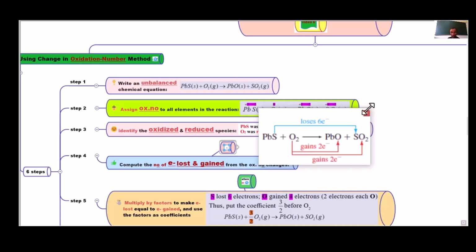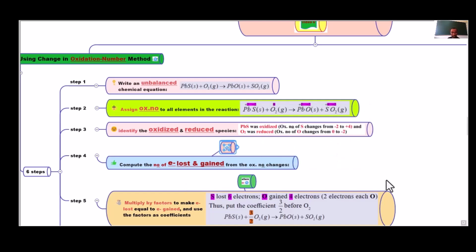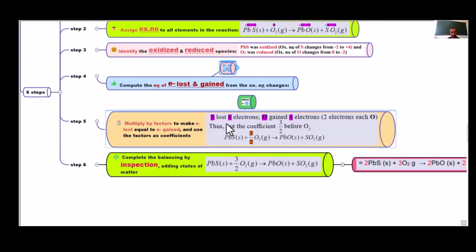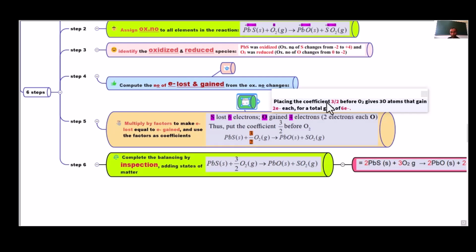Step 5 is to multiply by a factor to make electrons lost equal to electrons gained, and use the factors as coefficients. Since sulfur lost 6 electrons and oxygen gained 4 electrons, 2 electrons for each oxygen, put the coefficient 3/2 before the oxygen. Placing such a number before the oxygen gives 3 oxygen atoms that gain 2 electrons each, for a total gain of 6 electrons.